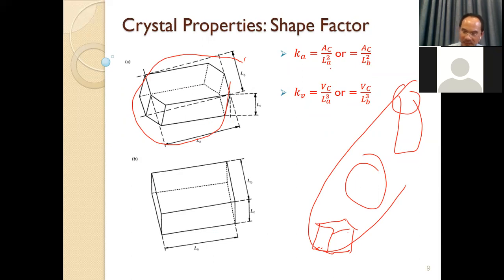LA is the minimum length. LB is the maximum. And LB, the minimum, something like this. We can identify it for the Q. Okay, the Q is easy to define. This is the maximum length, that's like this LB. Right, this is the definition of the area shape factor for the case.